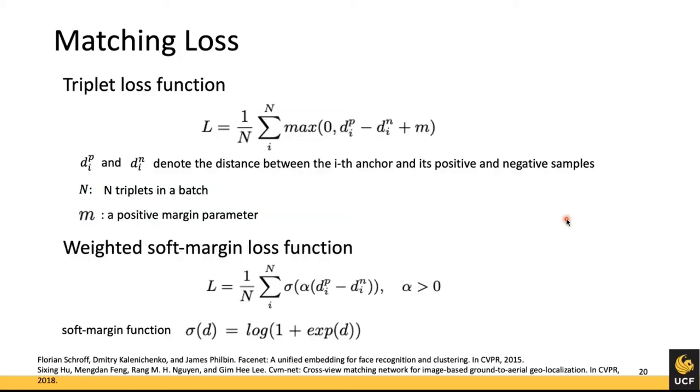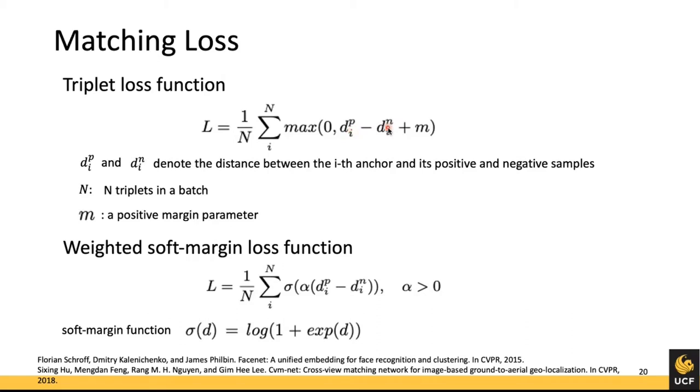There are a couple of very commonly used matching losses in this retrieval paradigm. One is the triplet loss function, and the formulation is here. Here d_ip indicates the distance between the anchor and its positive, where the anchor is considered the query, and d_in indicates the distance between the negative sample and the query. The idea is that we want the distance of the positive pair to be much smaller than the distance of the negative pair, right?